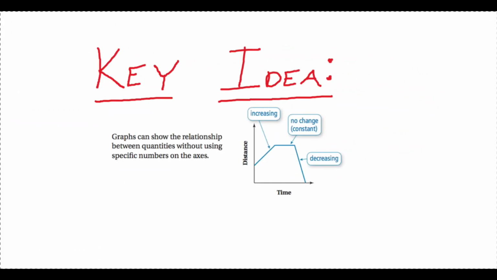So the first thing is our key idea for this chapter, which is that graphs can show the relationship between quantities without using specific numbers on the axes. So let's think about it. This graph is kind of telling us a story, right? At this point, the distance is increasing over a certain amount of time, then it's constant, and then it's decreasing. Okay, so think of graphs as being pictures that tell stories.